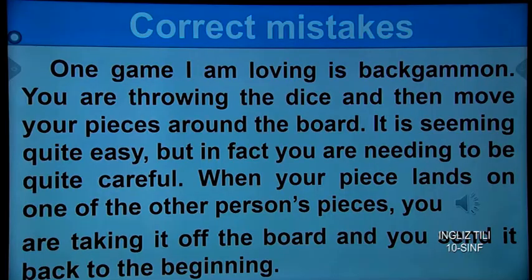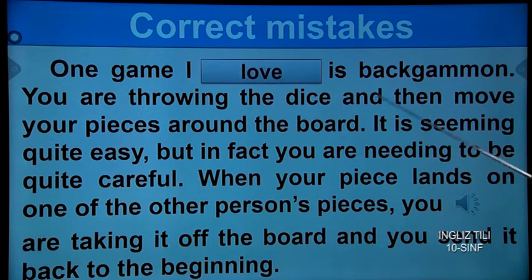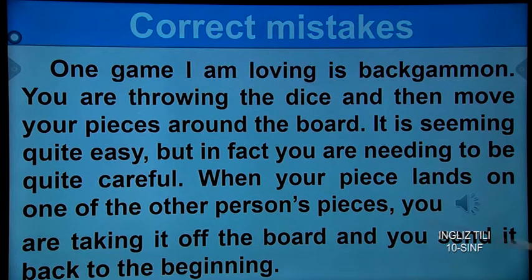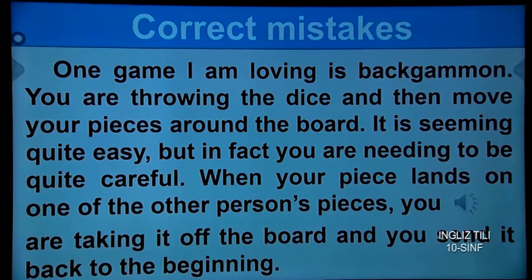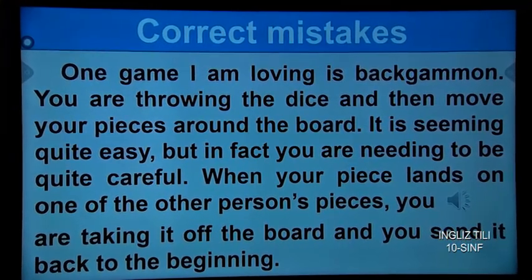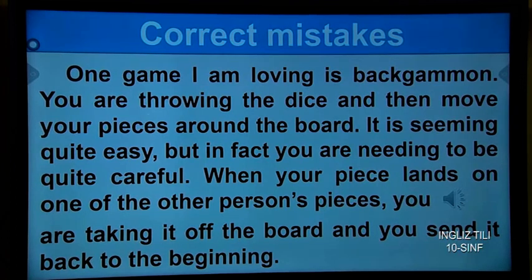Again, I have such kind of activity, correction. You have to correct the mistakes, but it is not just a sentence, it is like a text. Please pay attention carefully and try to find out the mistakes. Let's do the first one as an example. One game I am loving is backgammon. So, here, I love. You cannot say I am loving, because love is a stative verb. With stative verbs, we cannot use present continuous tense. You have to use present simple, like love, hate, like, dislike, and so on.